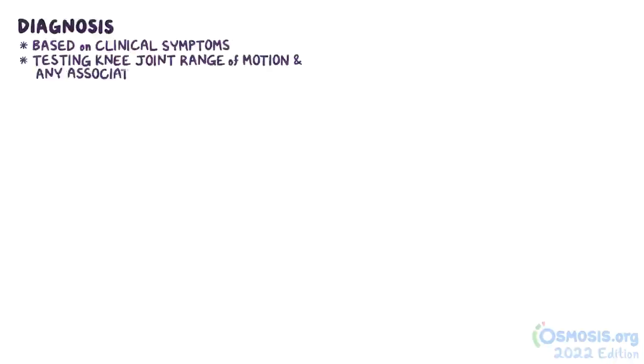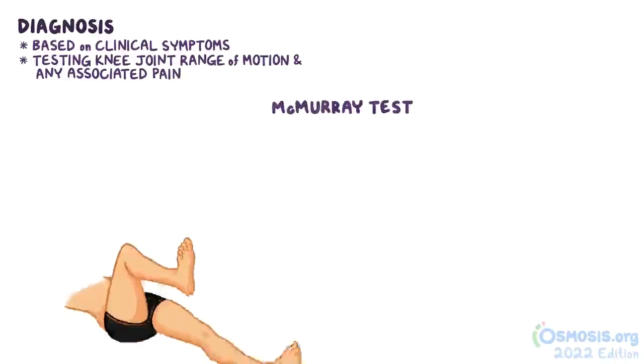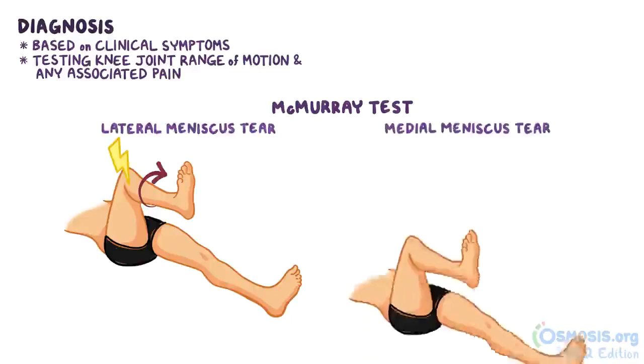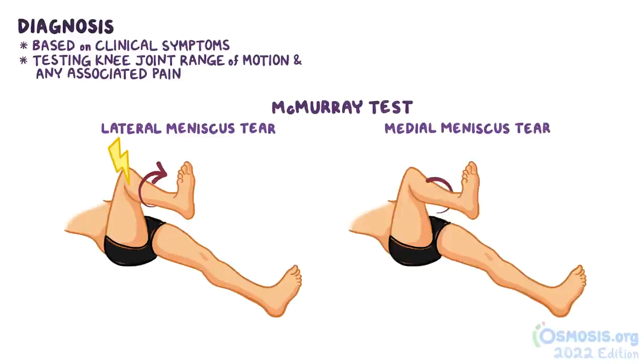The diagnosis of meniscus tear is mainly based on clinical symptoms, in addition to testing knee joint range of motion and any associated pain. One of the tests used to do that is the McMurray test, where the knee is bent, internally rotated, and then extended in order to compress the lateral meniscus. If the person feels pain while extending the knee, there's likely a lateral meniscus tear. The same is done to diagnose a medial meniscus tear, where the knee is bent, externally rotated, and then extended to compress the medial meniscus.